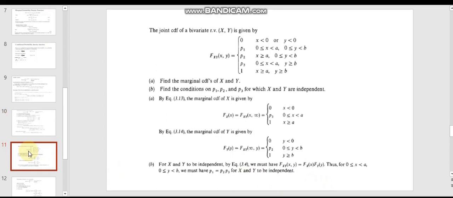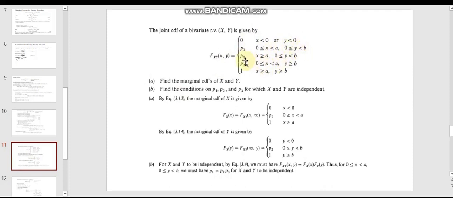We have to find the joint CDF of bivariate random variable x and y given. The joint CDF of x and y is equal to 0 when x and y are less than 0. It is equal to P1 when x is greater than or equal to 0 and less than some number a, and y is greater than or equal to 0 and less than b.